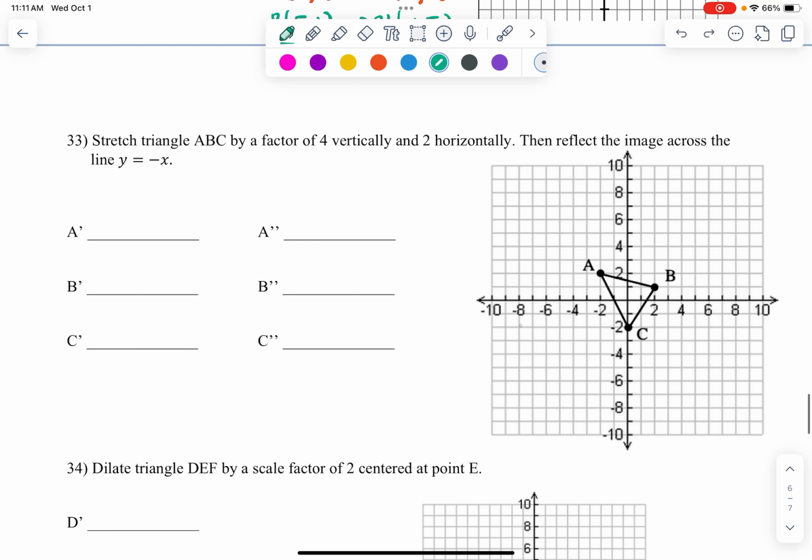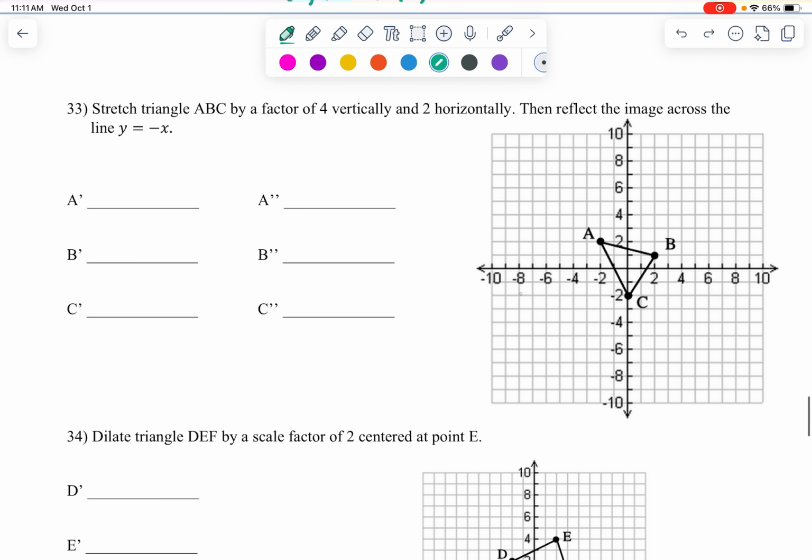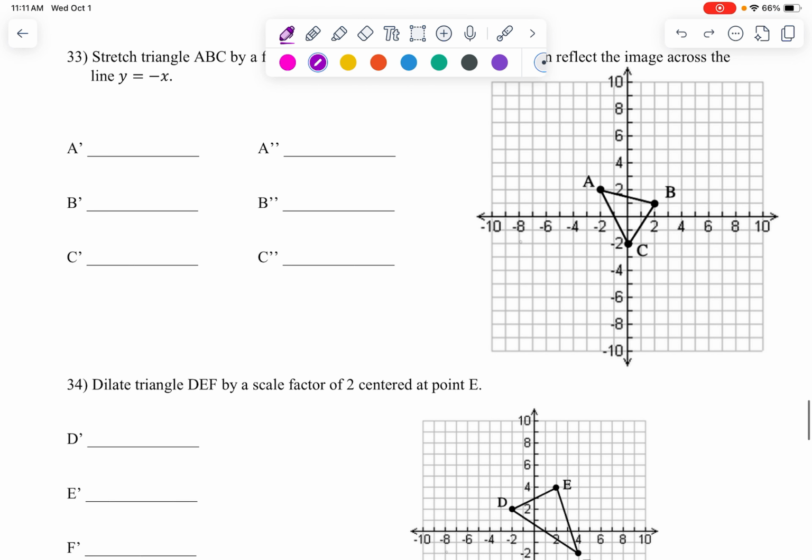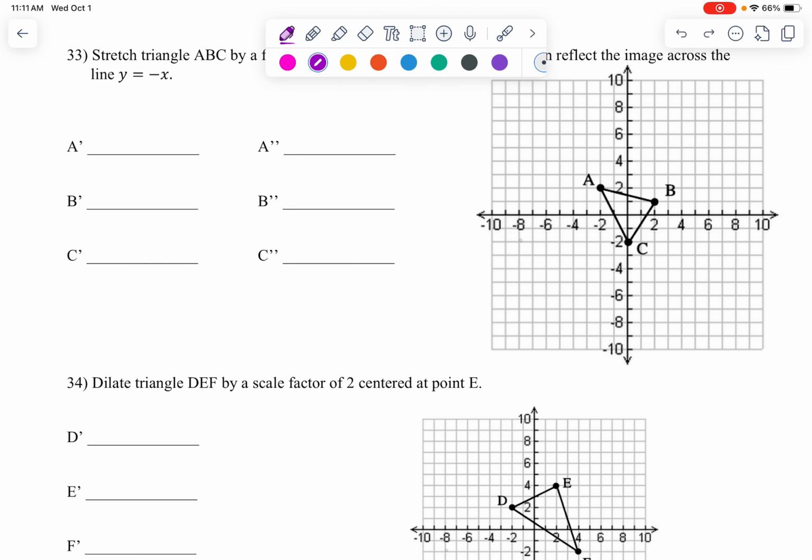All right, number 33, we're going to stretch by a factor of 4 vertically and 2 horizontally, and then reflect. Oh my goodness. All right, there's a lot going on here. So here's what I would do if I were you. I'm not really going to do any of my work on the graph. You're totally more than welcome to, but I'm just going to go ahead and just use the coordinates, -2, 2.